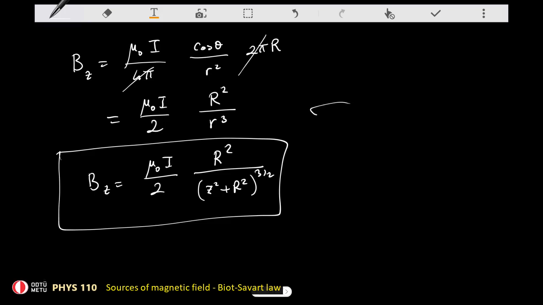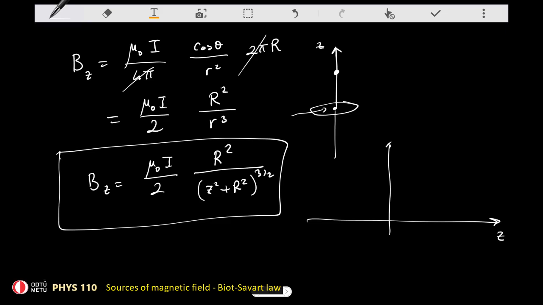Again, let's remember this. So this is my circuit. This is my z-axis, right? This is the origin. So I compute the magnetic field at any point. So if I plot the z component of the magnetic field as a function of z, I'm going to get a curve like that. You can easily see that this expression is maximum when z is equal to 0. So as a result, I'm going to have this kind of behavior. You can also see that when z is very large, the magnetic field goes like 1 over z cubed.